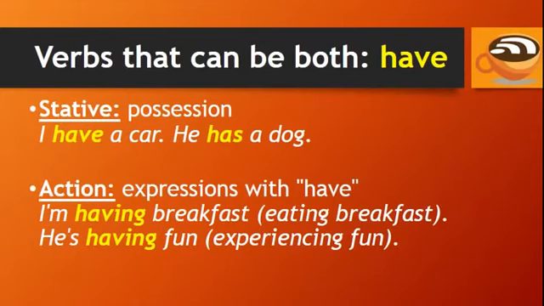Have can also be both a stative verb and an action verb. It's always stative with possession. For example, I have a car. He has a dog. But in certain expressions with have that do not involve possession, have is an action verb. For example, I'm having breakfast, meaning eating breakfast, or he's having fun, meaning experiencing fun. In these cases, have is an action verb, and it can be used in continuous form.